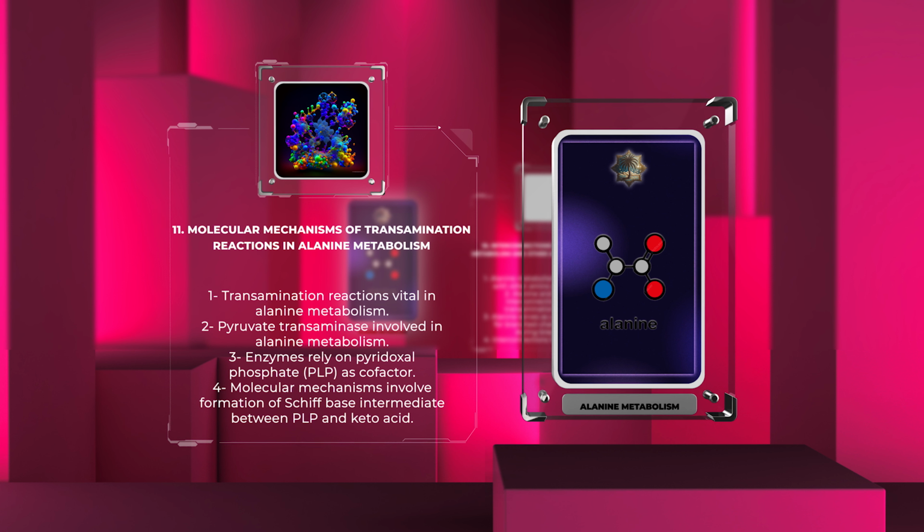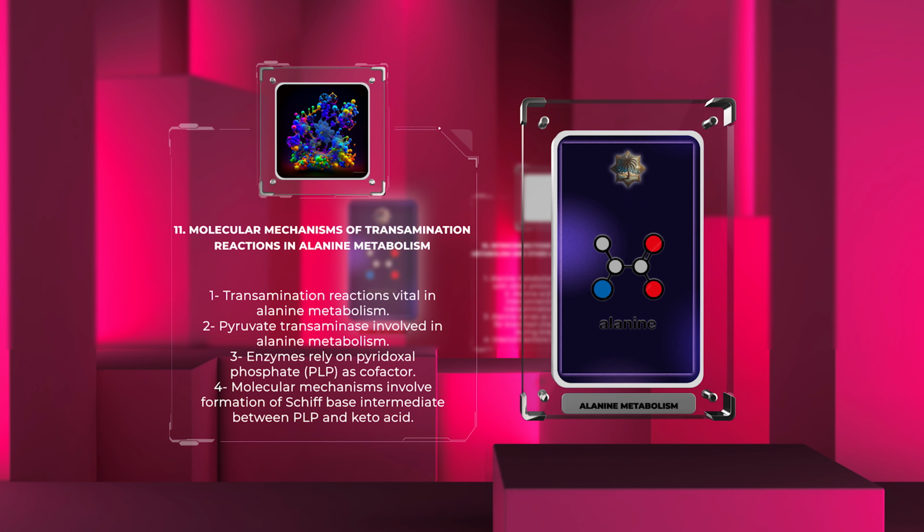The molecular mechanisms of transamination reactions involve the formation of a Schiff base intermediate between PLP and the keto acid. This intermediate enables the transfer of the amino group from the donor amino acid to the keto acid, resulting in the formation of the corresponding amino acid and another keto acid. The selectivity of transamination reactions is determined by specific binding and recognition sites within aminotransferase enzymes. Understanding these molecular mechanisms enhances our comprehension of the precise control and coordination of alanine metabolism.